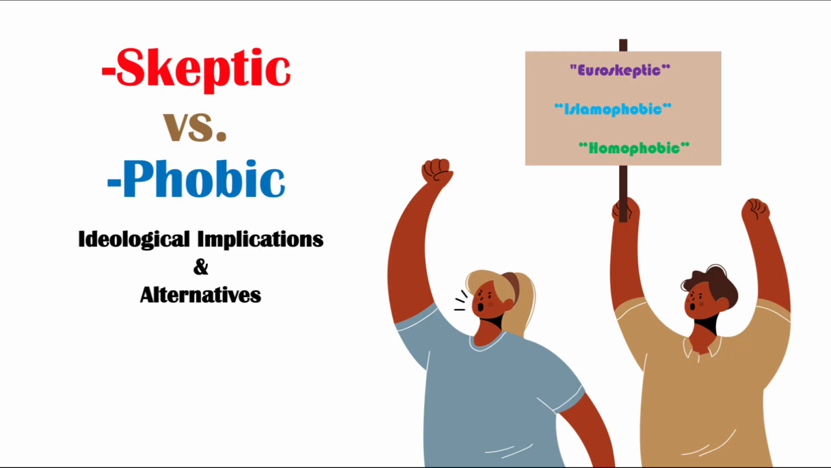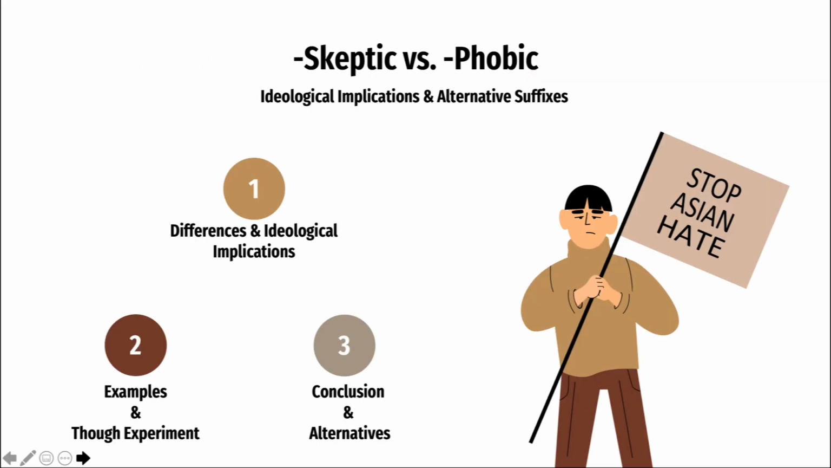Stay tuned. So, skeptic versus phobic, ideological implications and alternatives. I have chosen to divide this presentation into three different parts. First, we'll have a look at the differences and ideological implications between these two suffixes, skeptic and phobic. Then we'll see some real examples from mainstream media, and I will propose a couple of thought experiments, and then I will present my conclusion and suggest alternatives.